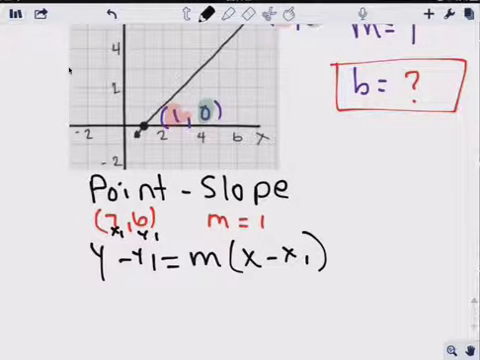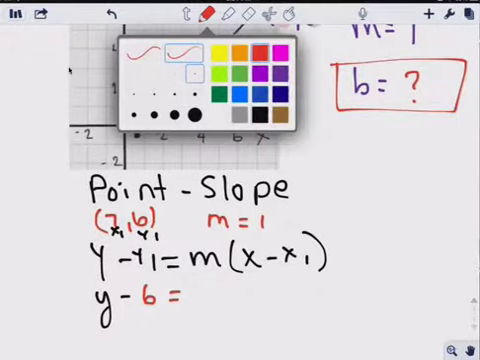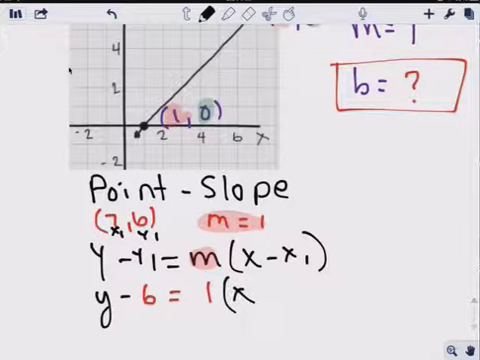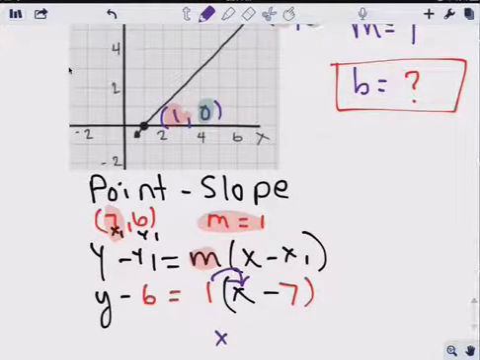equals m parentheses x minus x1. Okay, that gives you y minus 6 equals m, which is 1, m right here is 1 for this one, and then x minus x1, which is right here, which is 7. Okay, distribute 1 to x is 1x, or just x, minus 7 equals y minus 6.